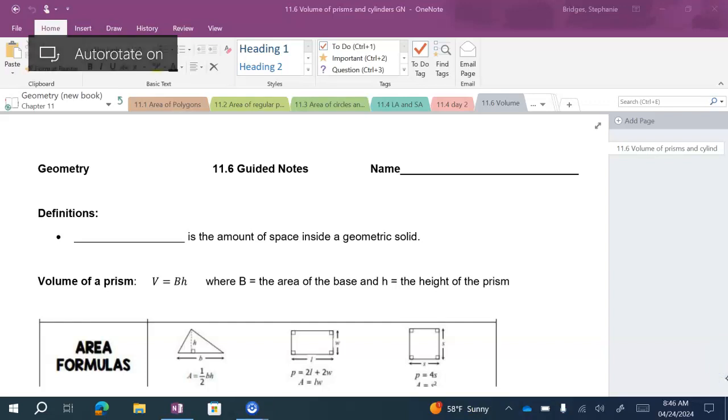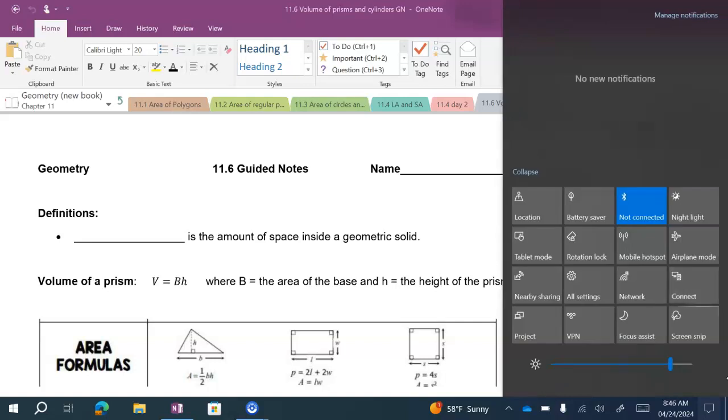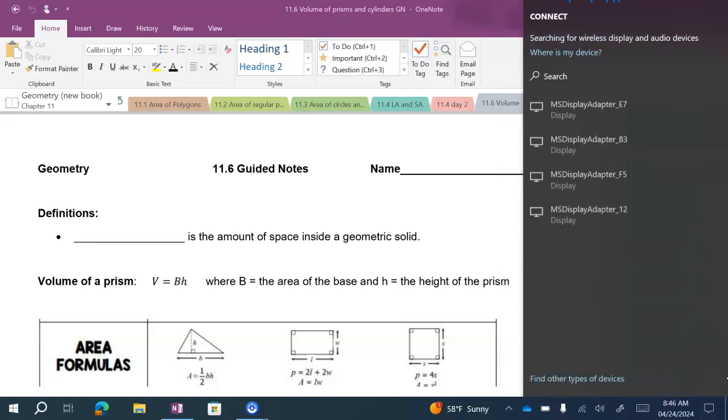All right, so we are talking about volume now. Before we were talking about surface area and lateral area. That's covering a shape. Volume is what fits inside of a shape.